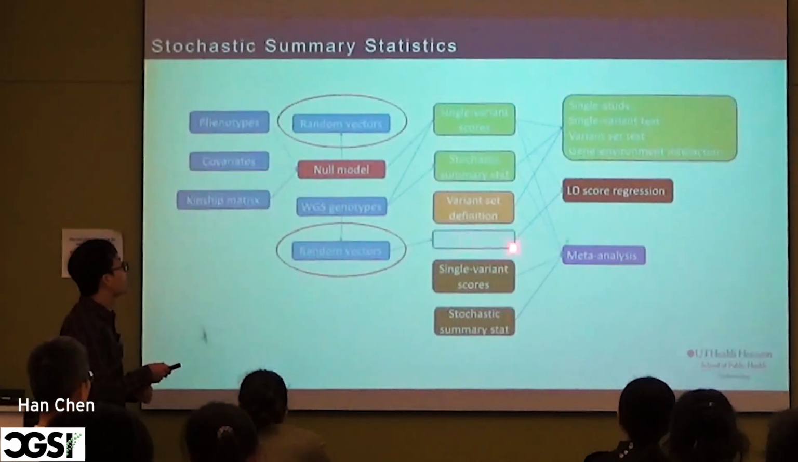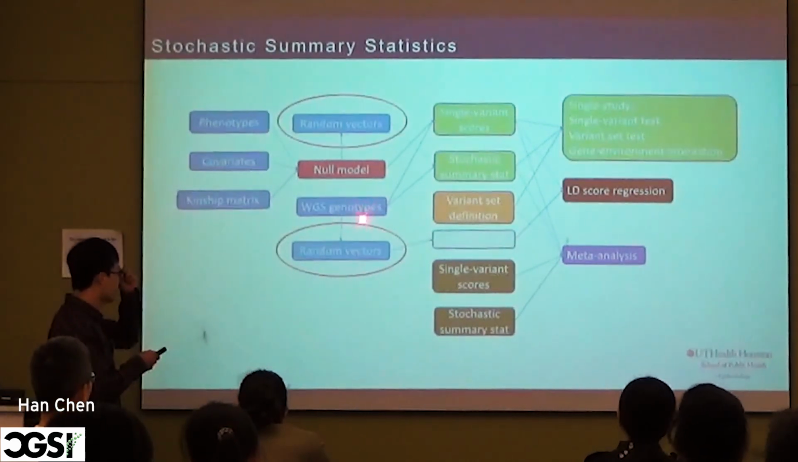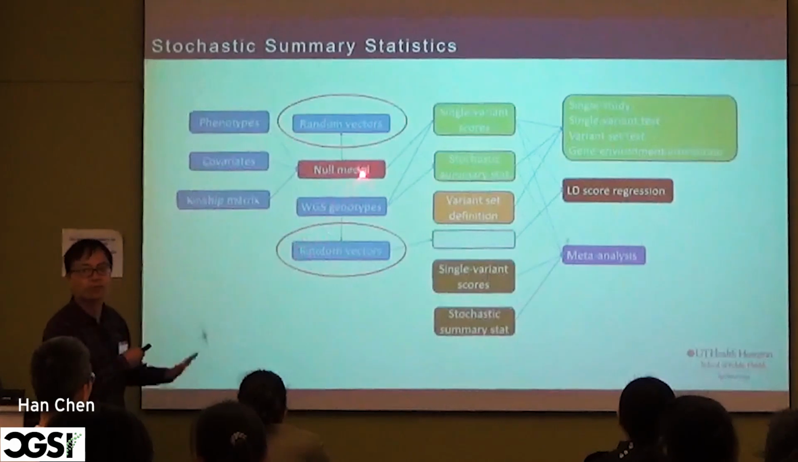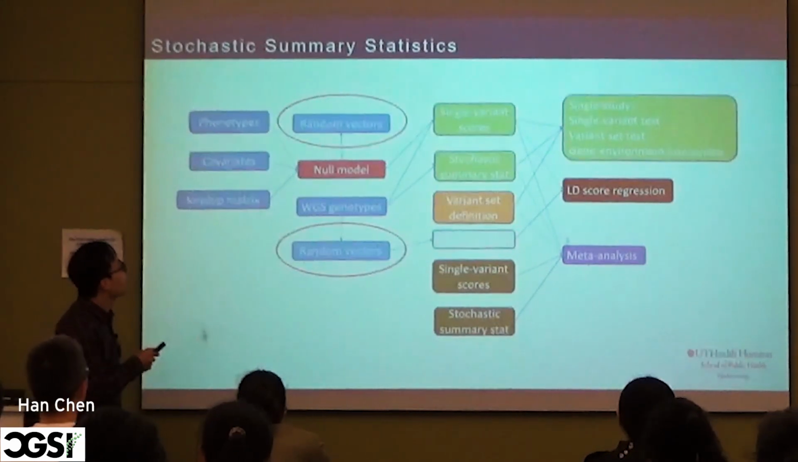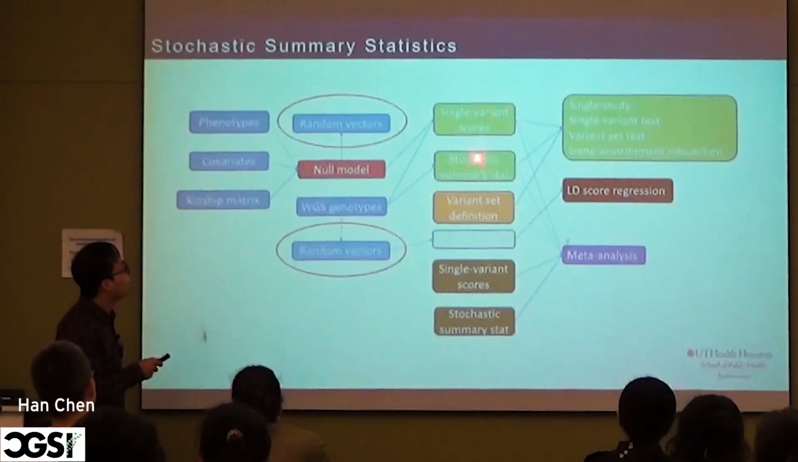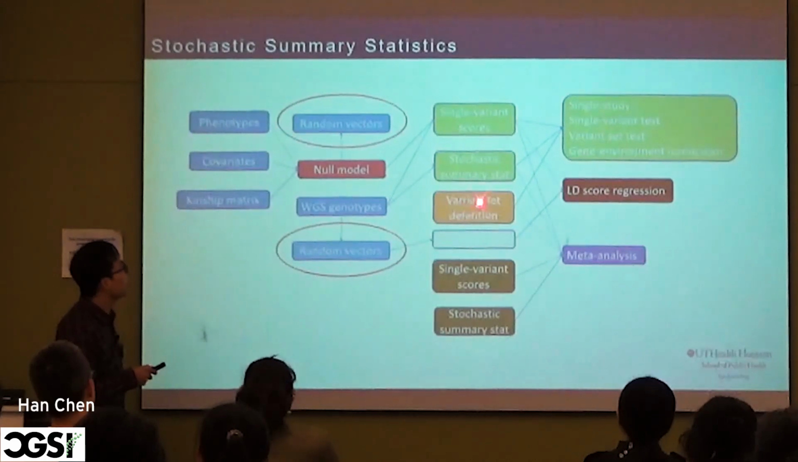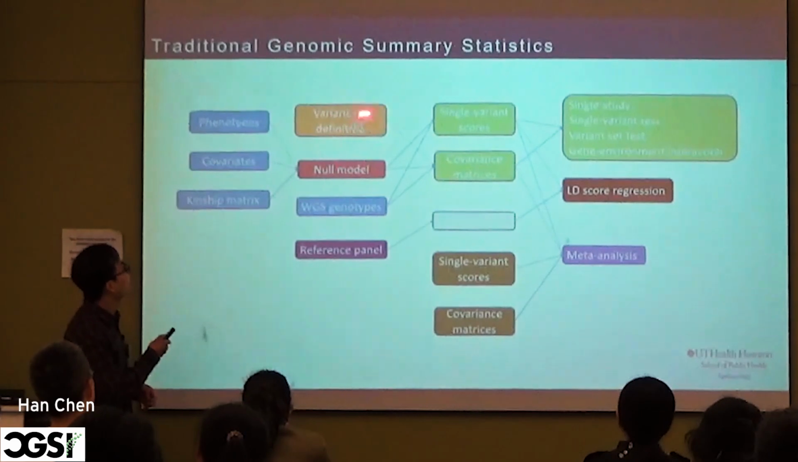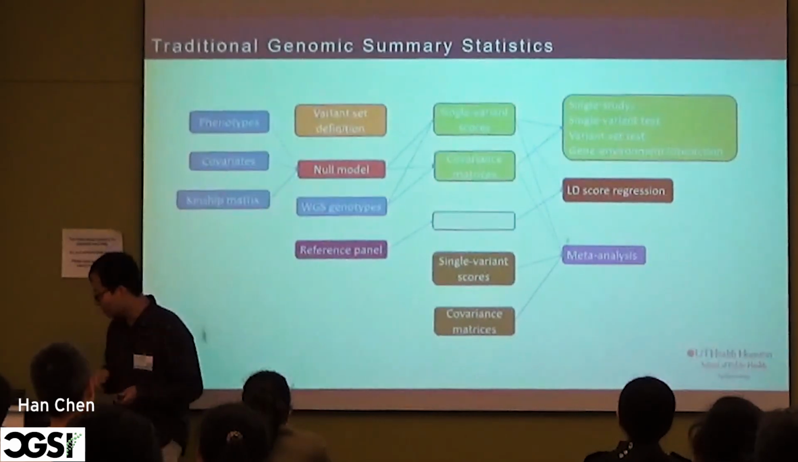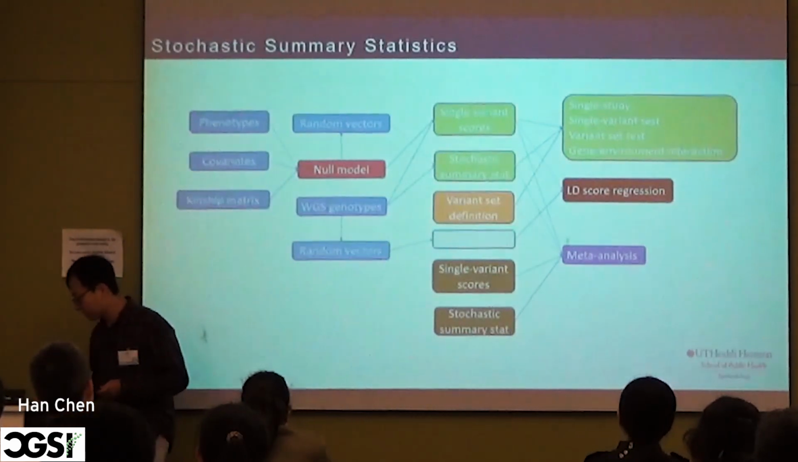And these two random vectors were generated. So for LD scores, we start from the whole genome sequence genotype from the same study sample, and then we generate some random vectors to compute the LD scores. So you can see that now we can move the variant set definition. If you remember, previously it was here, right? Upstream of the covariance matrix. Now we don't need covariance matrices.